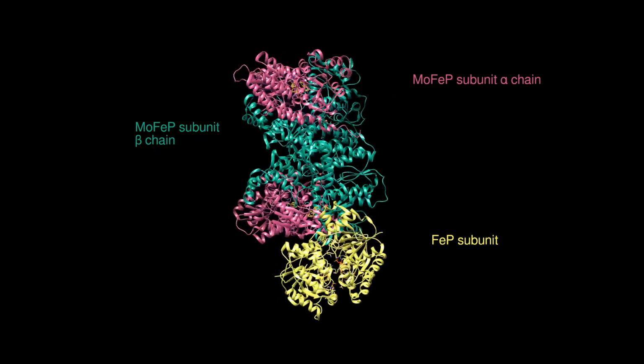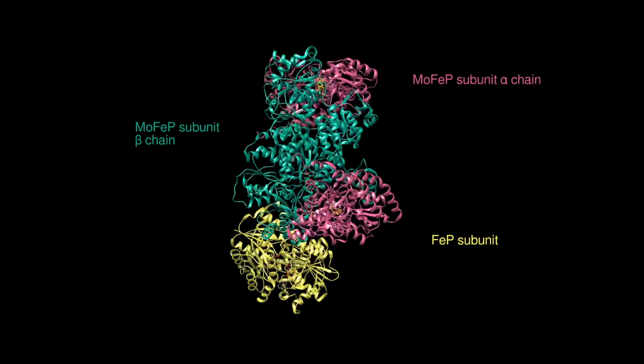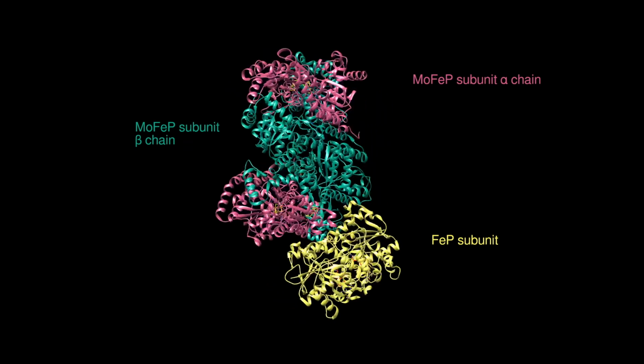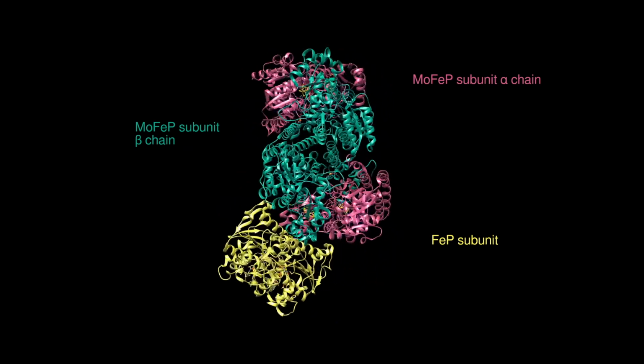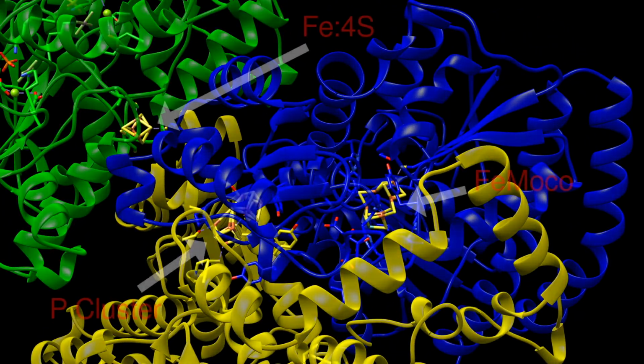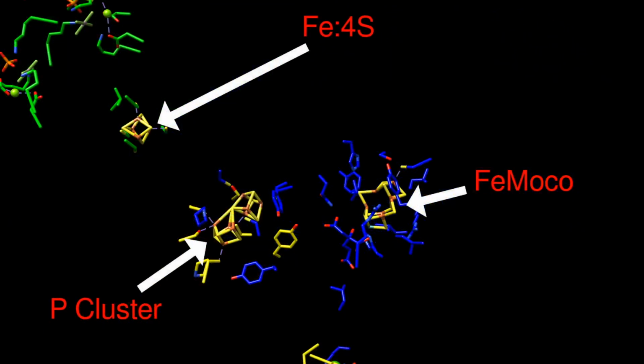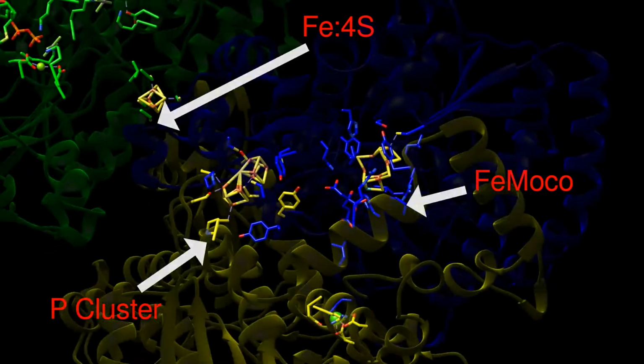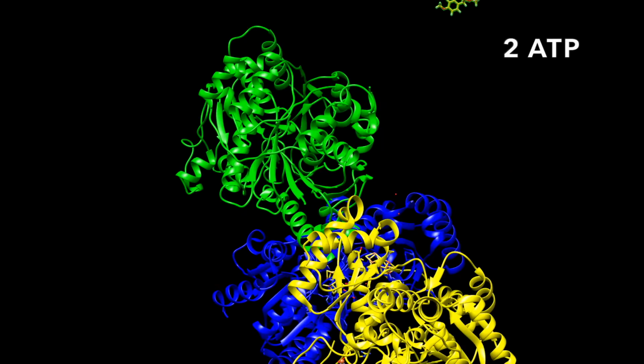Nitrogenase is a complex that consists of the FeP protein containing gamma chains and the MoFeP protein which has 2 alpha and 2 beta chains. The MoFeP contains a P cluster which works in electron transfer and the FeMo cofactor which transfers nitrogen into ammonia. The FeP has 2 ATPs bound to it that work in conformational changes.